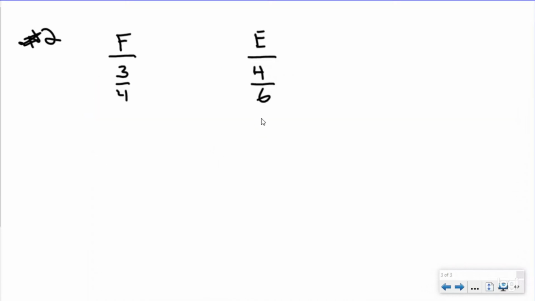So for way number 2, we're going to do a very similar thing, but we're going to compare with number lines, because I know in 3rd grade, part of your standards is comparing them with number lines.